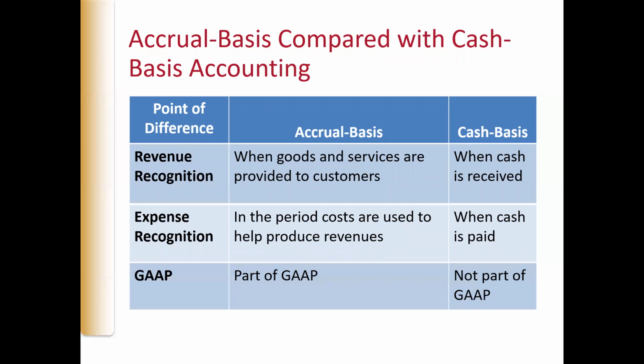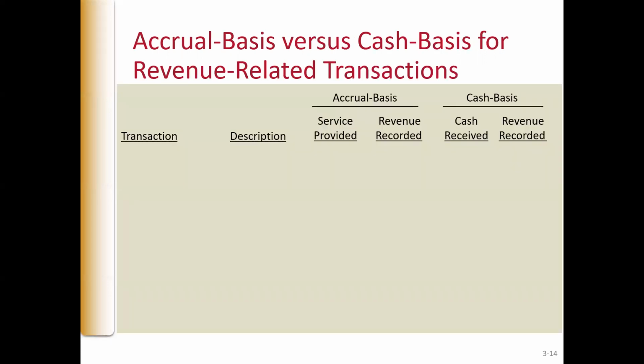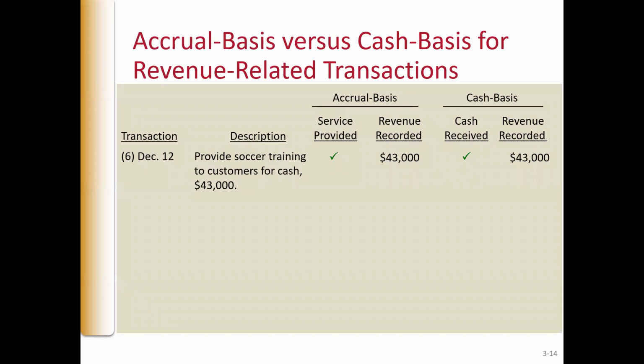Okay. No, guys, generally accepted accounting principles require the accrual basis of accounting. So, we can look at problems such as this, where on December 12th, we provide soccer training to customers for cash. Under the accrual basis, it would be recorded as revenue, but it would also be recorded as revenue under the cash basis, because under the accrual basis, we record revenue when we provided the service, which we did. Under the cash basis of accounting, it would be recorded because we received the cash. Make sense?